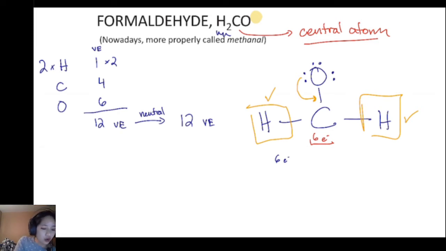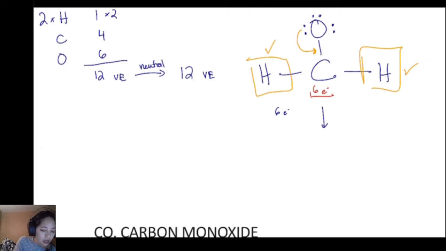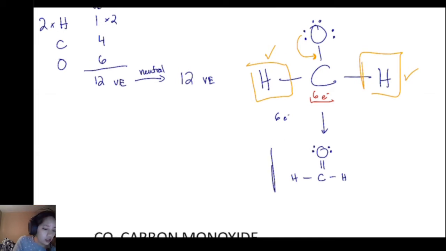So I'll just redraw this whole structure. So we have the oxygen, but then there's a double bond, and I didn't do anything to hydrogen. All right, I forgot my lone pairs. Since I moved one lone pair to make a double bond, that leaves 2 lone pairs left on that oxygen.